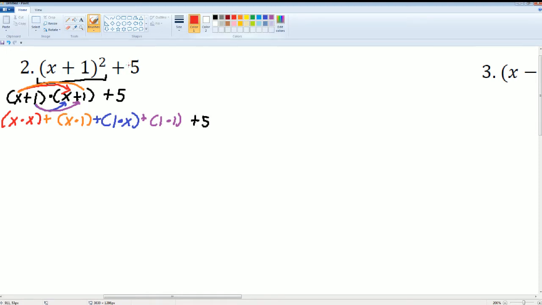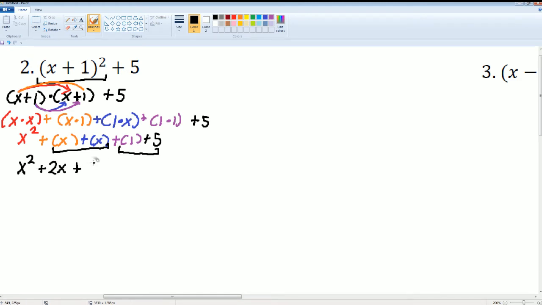We can combine some terms. x times x is x squared. 1 times x is just x. 1 times x here is just x. 1 times 1 is just 1. And bring down the 5, of course. There are some terms we can combine here: the x plus the x. So bring down the x squared. x plus x becomes 2x. Then we have 1 plus 5, that is 6.